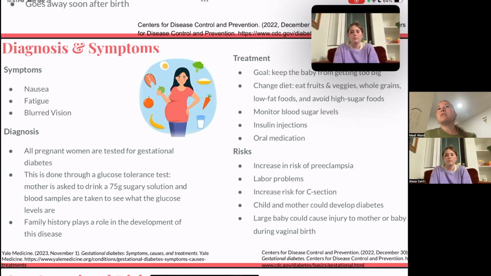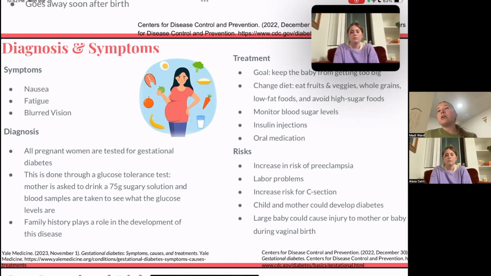The main goal of treatment is simply just to keep the baby from getting too big, just because that can cause injury to the mother and to the baby. And also, it's important to change your diet to focus on eating fruits and vegetables, whole grains, low-fat foods, and to avoid high sugar foods. And then you're also going to want to monitor your blood sugar levels, and also you might be asked to have insulin injections or even take oral medication to help.